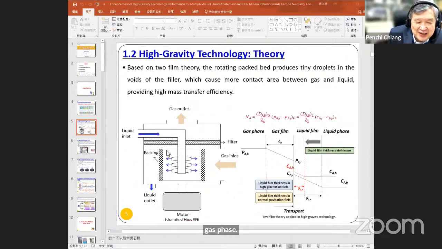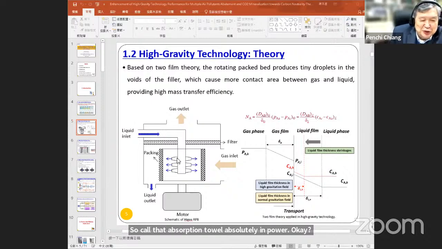The high G is typically like a traditional technology, the so-called absorption tower, and also the wet scrubber. The absorption tower is commonly being used for gaseous pollution control, and the wet scrubber is a typical technology for air particulate control. So I believe the high gravity technology, high G, is a kind of combination of wet scrubber and absorption tower.